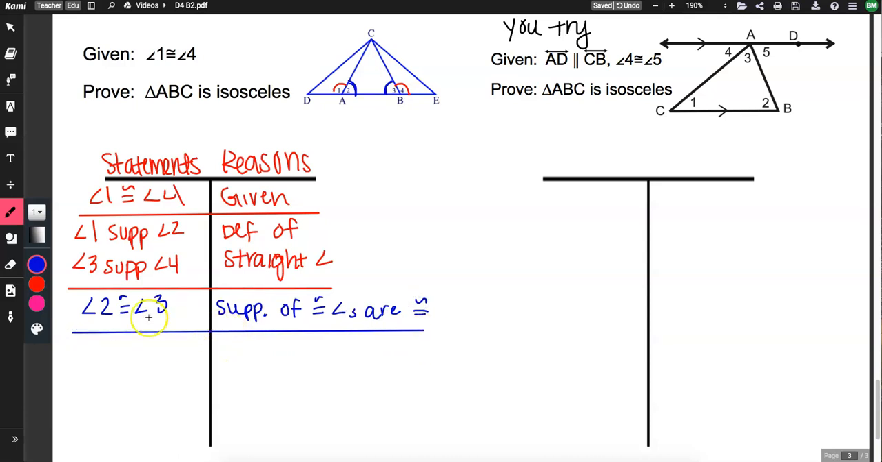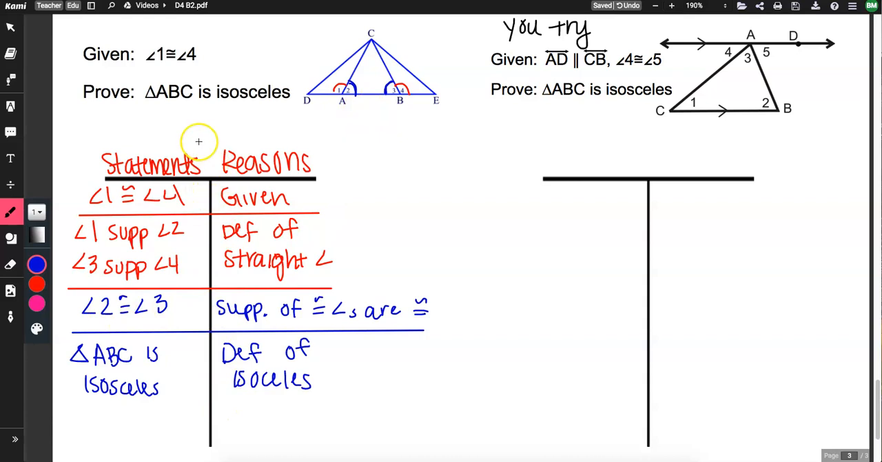Okay, so now that I know 2 and 3 are congruent, based on what we've talked about today, I can already conclude ABC is isosceles because of the definition of isosceles, and that's all you have to say. You don't have to write a novel for the reasons. We know that it means it's isosceles because the angles are congruent, which we've shown.